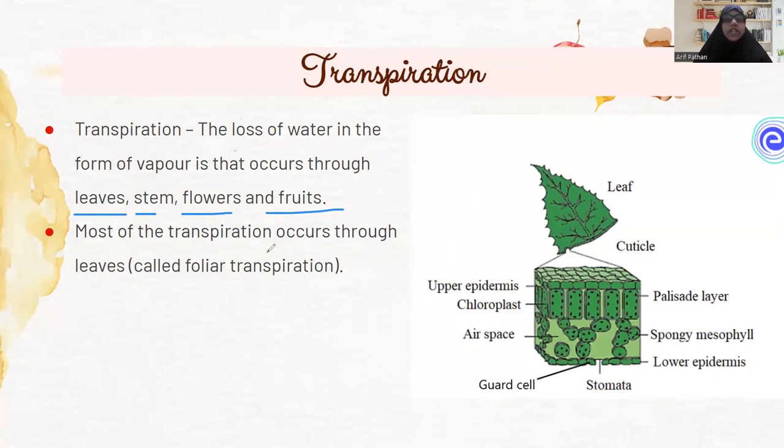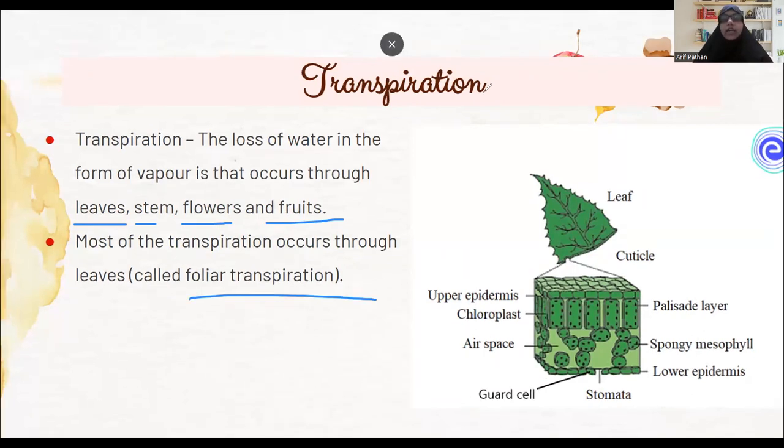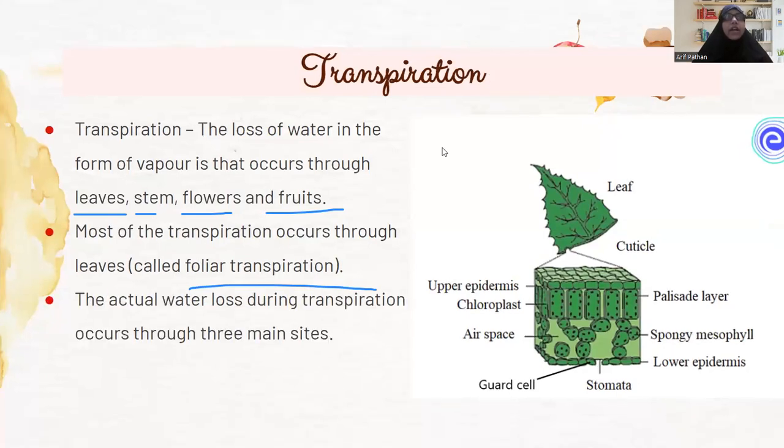What is the terminology? Foliar transpiration. Okay, so the actual water loss during this transpiration occurs through three main sites. Because of this, the three types of transpiration are: the main one, which is foliar transpiration. Number one is cuticle.